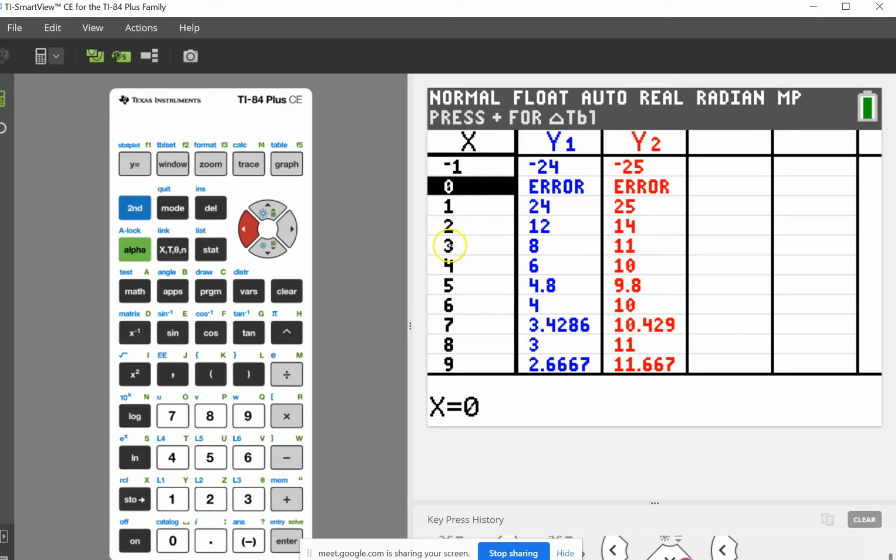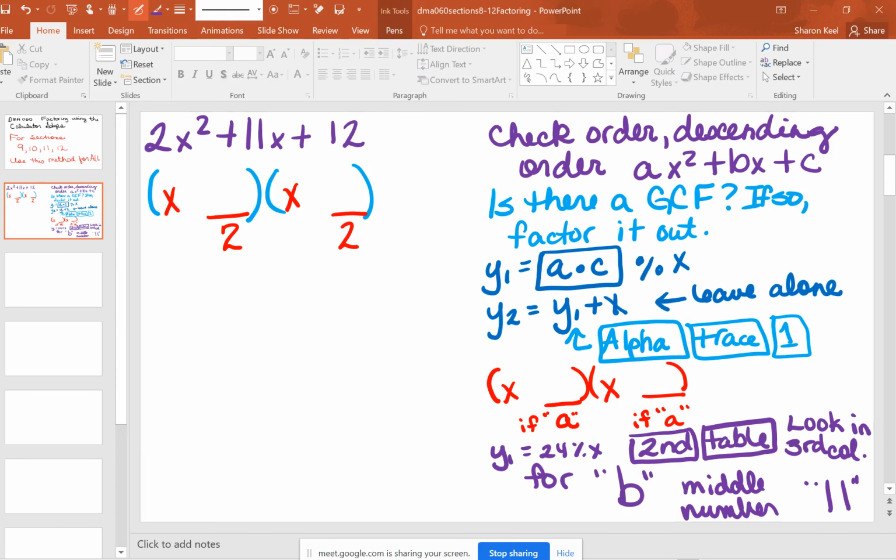So what we have is a 3 and an 8. Here's an 8 and a 3. They're both positive. It doesn't matter which order, we're going to use an 8 and a 3. So what's going to go here is you're going to put the answer from column 1, and here you're going to put the answer from column 2. After you put those in, you would then simplify.